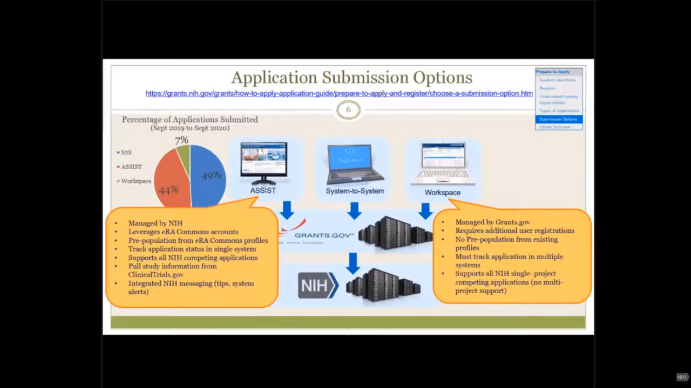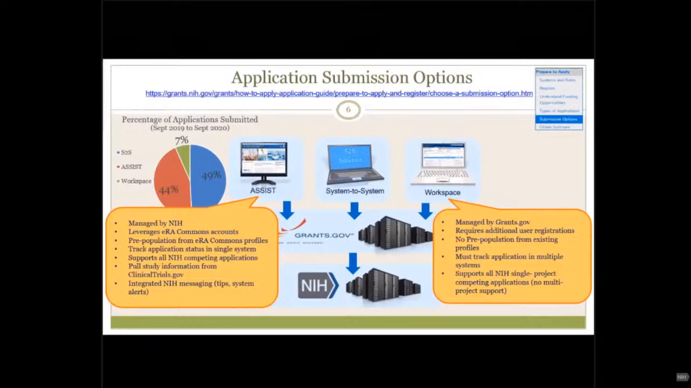So as I mentioned, NIH ASSIST is managed by NIH. It leverages ERA Commons accounts and pre-population features from ERA Commons profile data. Ultimately, you'll be able to track your application status within a single system, and it supports all NIH competing applications, both single project and multi-project. You'll also have the ability to pull study information from clinicaltrials.gov, and you'll have integrated NIH messaging such as tips and other system alerts.